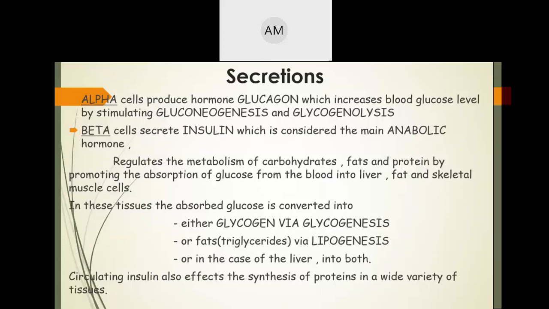Cells cannot utilize the glucose without insulin. Okay? You guys understand?